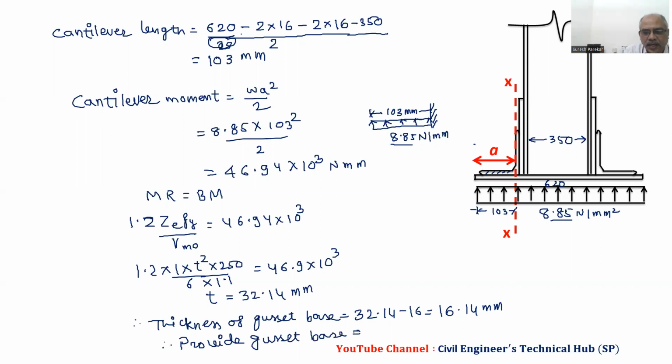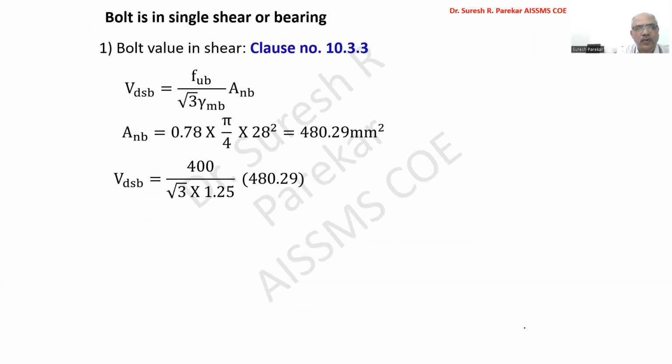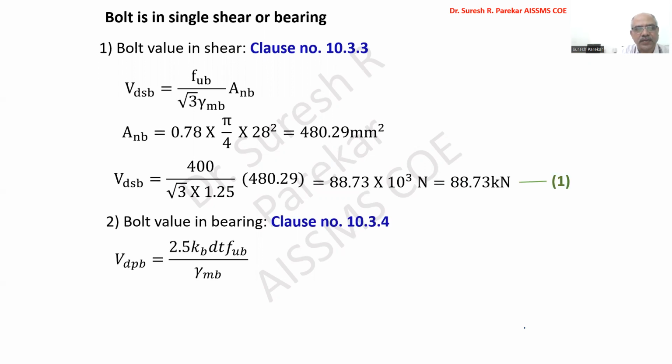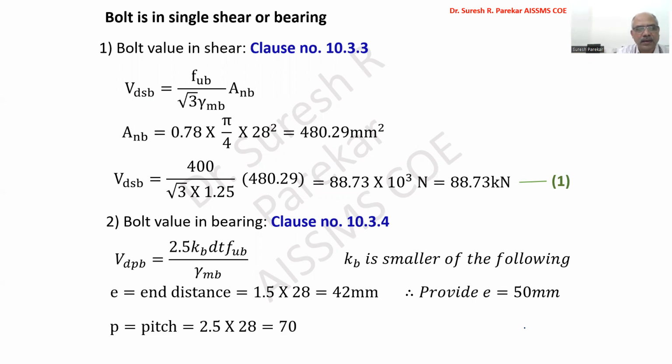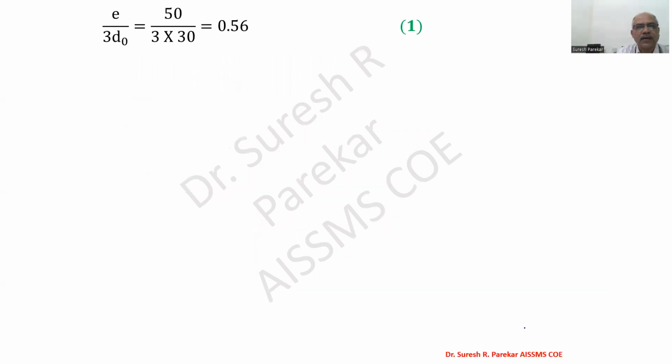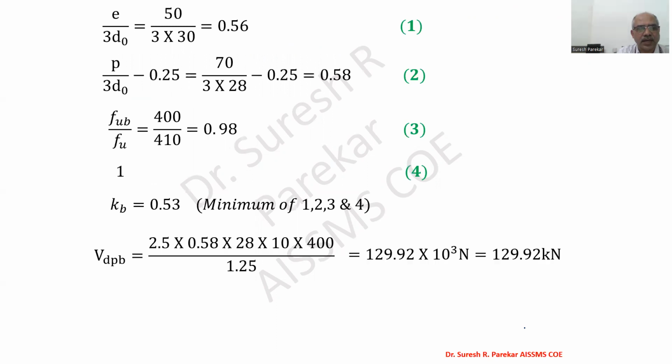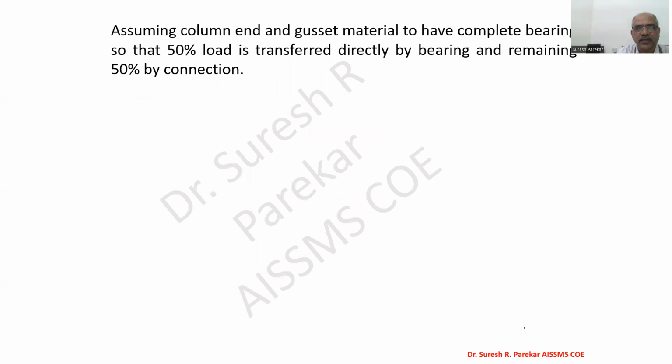Therefore provide gusset base 310 millimeter by 620 millimeter by 18 millimeters. So now we have connection, bolts in single shear. Now I will not go into it, we are well known for this. We have VDSB 88.73 and VDPB. By using all this, we have VDPB equal to 129.92. Minimum we have 88.73.